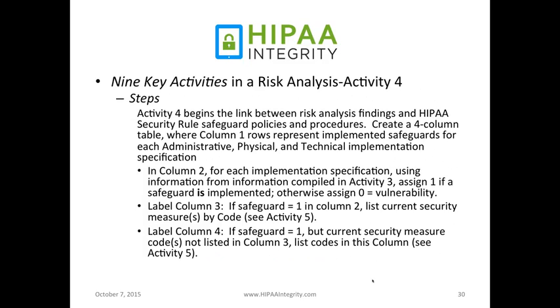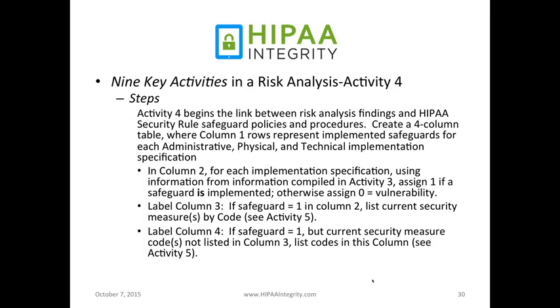Here are the steps in Activity 4. It begins with a link between risk analysis findings and HIPAA Security Rule safeguard policies and procedures. This is really where this starts, linking identification of a threat or a vulnerability to your controls to mitigate it. You'd create a 4-column table, where each row represents implemented safeguards for each administrative, physical, and technical implementation specification. That's why I went over those quickly, but you have to include every one of those in the rows to be compliant with the rule.